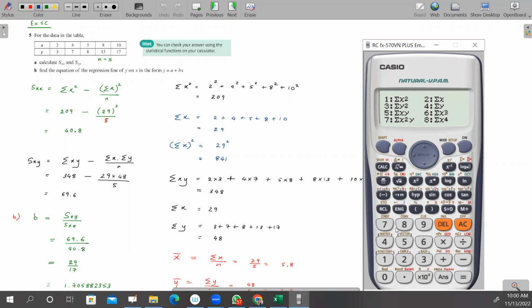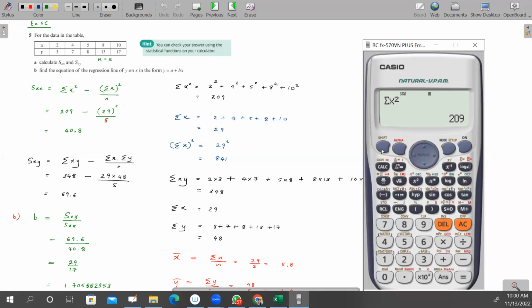Okay, so sigma x square is number 1. If I press number 1 and get sigma x square and give equal, guys, I get 209. The exact answer I got over here. Can you guys see?